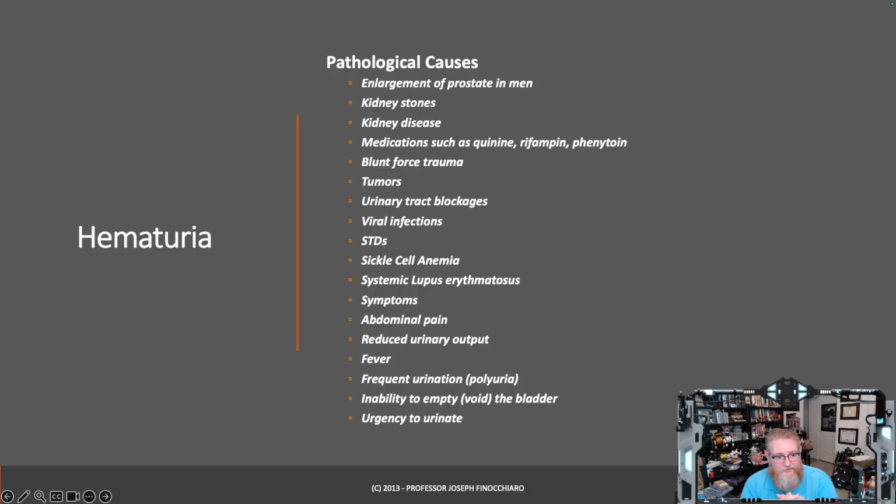Pathological causes for hematuria can be enlargement of the prostate in men, kidney stones, kidney disease, medications such as quinine, rifampin, and phenytoin, blunt force trauma, tumors, urinary tract blockages, viral infections, sexually transmitted disease, sickle cell anemia, systemic lupus. Symptoms: abdominal pain, reduced urinary output, fever, frequent urination or polyuria, the inability to empty the bladder or void the bladder, and the urgency to urinate.